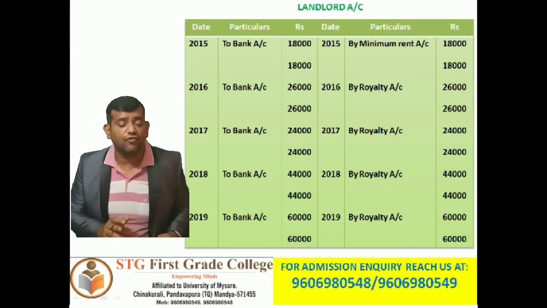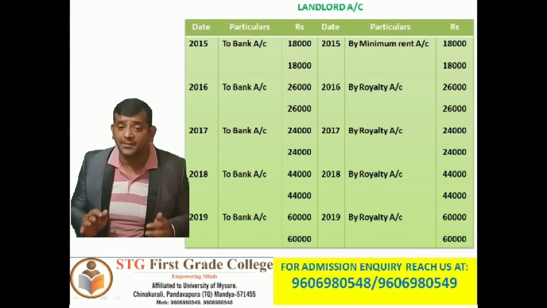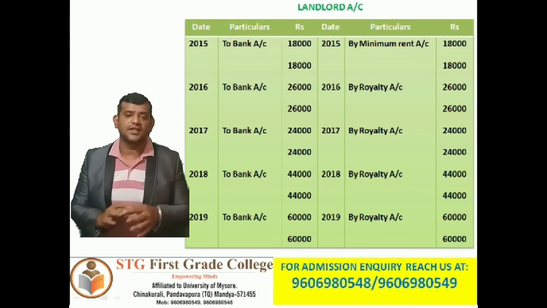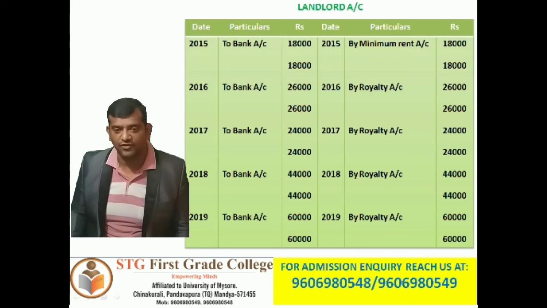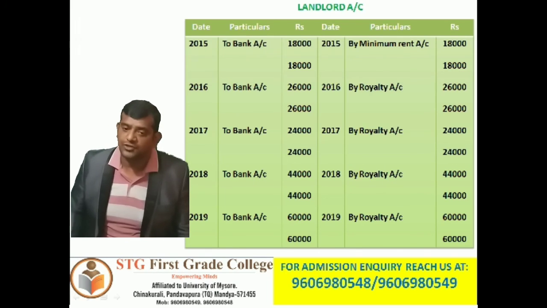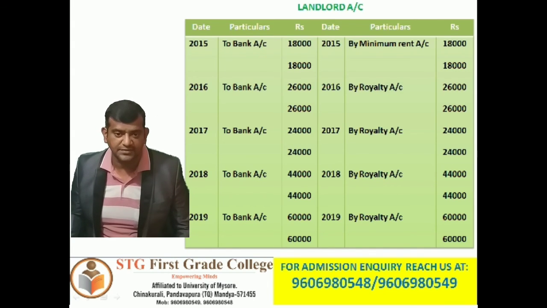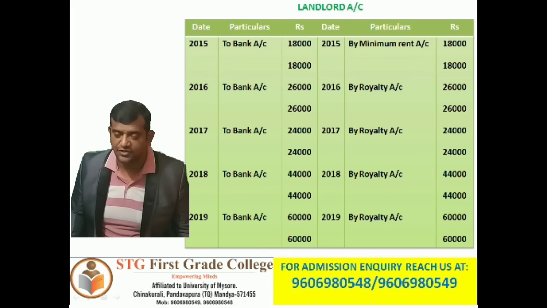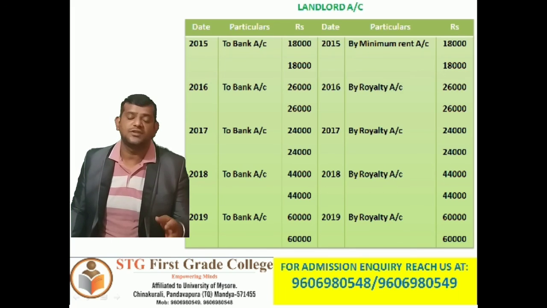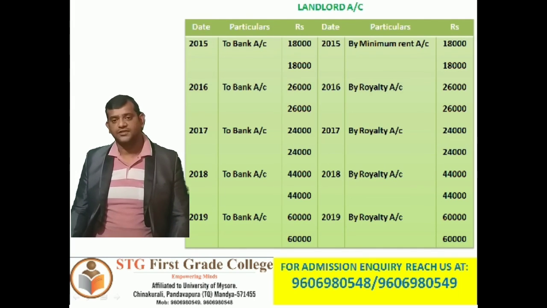2018 to bank account 44,000 by royalty account 44,000, because we could generate more than the minimum rent. So that is 44,000, both the side total. And 2019 to bank account 60,000. 2019 by royalty account 60,000 rupees. So here also we could generate more than the minimum rent. So that is by royalty account 60,000 and 60,000. So both the side total 60,000 and 60,000.